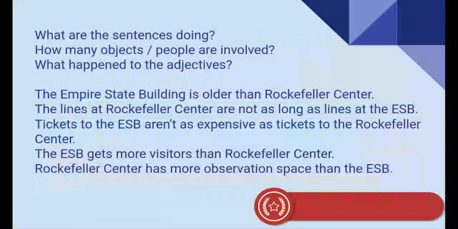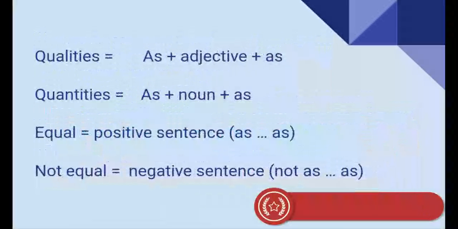Now, but what happens when we want to compare with nouns or when we want to say that something is equal? Let's take a look at that. Okay, so when we're talking about qualities, we're going to be using adjectives. But when we're talking about quantities, we're going to be using nouns.